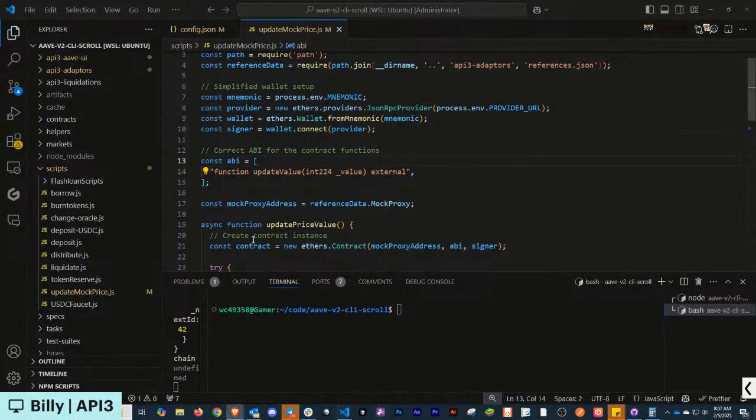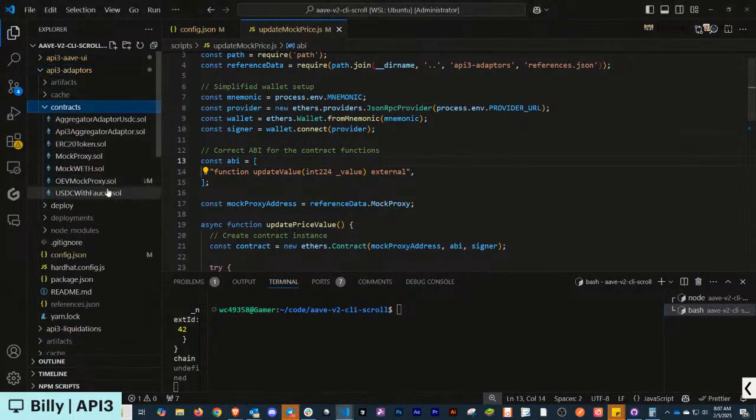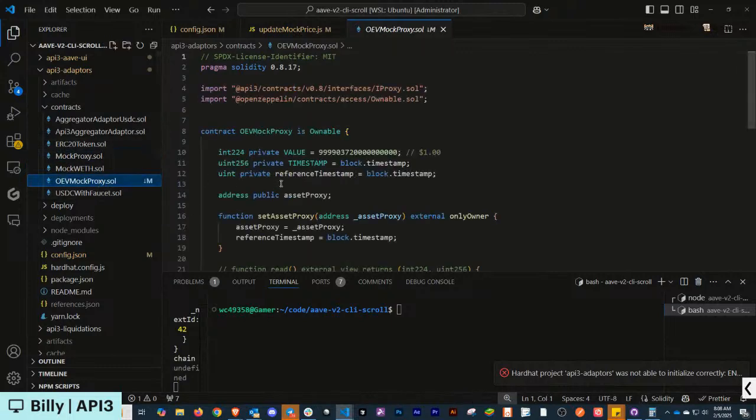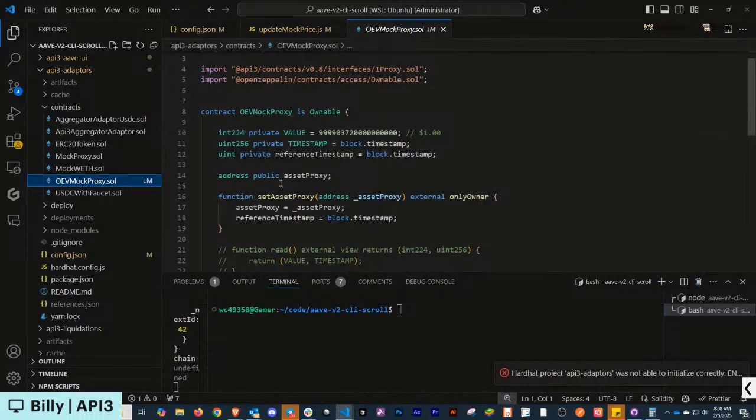A couple things for this, if you want to do this on your own: I have this update mock price system. In order for me to do a liquidation in real time, it can never happen because I can't control the price of an asset at any given time, and we're live, and it might work, might not. So I create a mock oracle, right? If we look at the adapters when we deploy these and we go to the contracts, you'll see that I have this mock proxy, which is a fake value that just gives me a fake value. So when I read that oracle, it's going to give me a fake value. And then I have this other one called OEV with mock proxy. It's pretty creative on my side. I'd have to give myself a pat on the back.